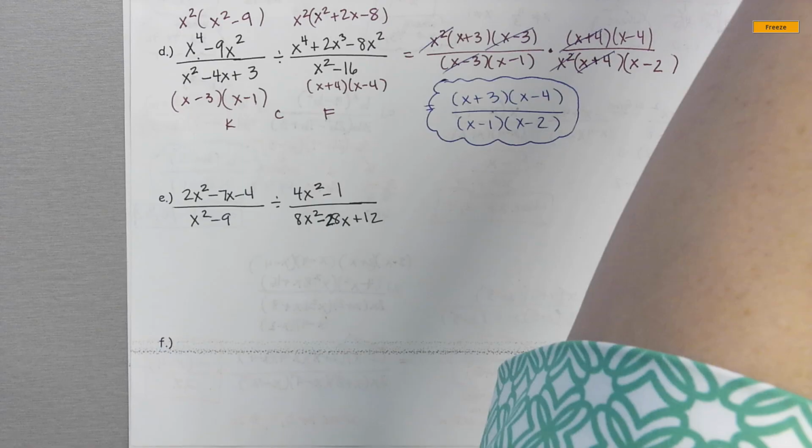All right, got it. Thank you. 4x squared minus 1?